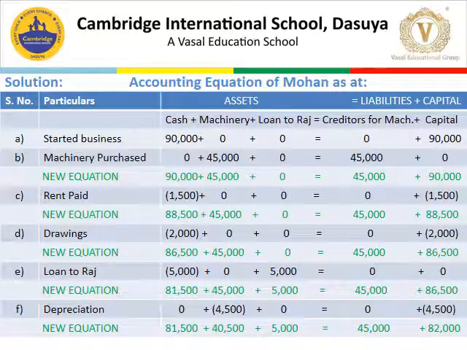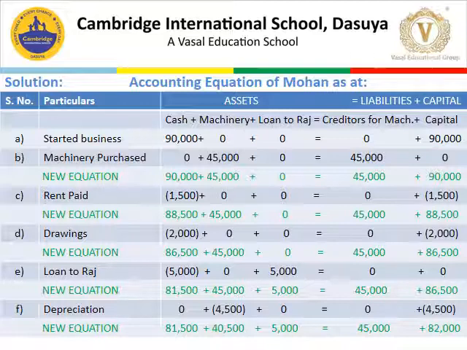Now this is the solution. In the first transaction, same as before, the business is started with cash, which leads to an increase in cash of rupees 90,000 and an increase in capital of rupees 90,000. Both sides, the asset side and the liability side, are equal.